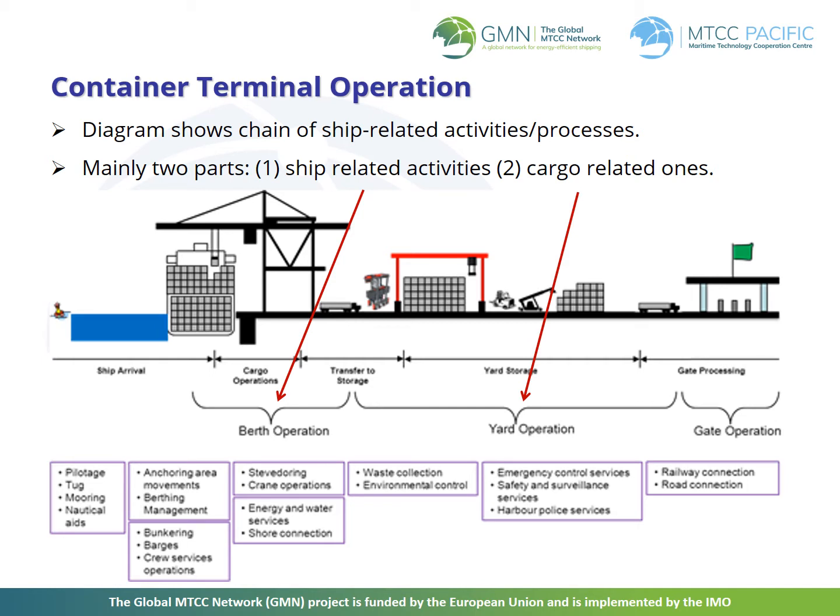The containers are then moved from the yard onto trucks or rail cars for their final destination through the gate operation. Gate processing includes weighing the container, reviewing paperwork, and conducting a security check. All the above steps are shown in the diagram on the slide.